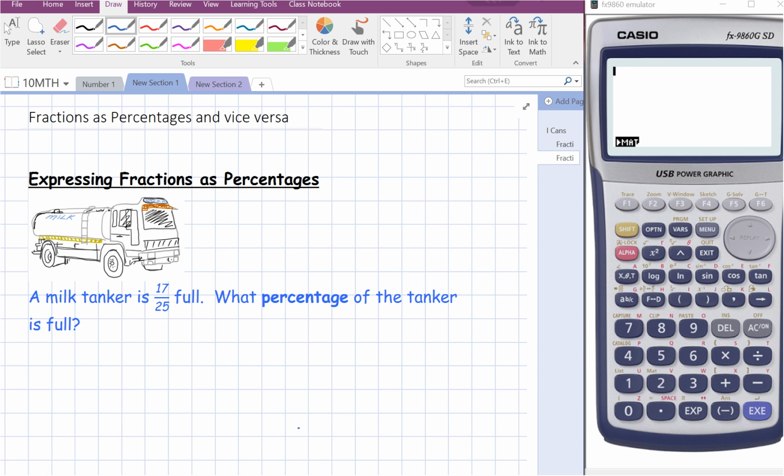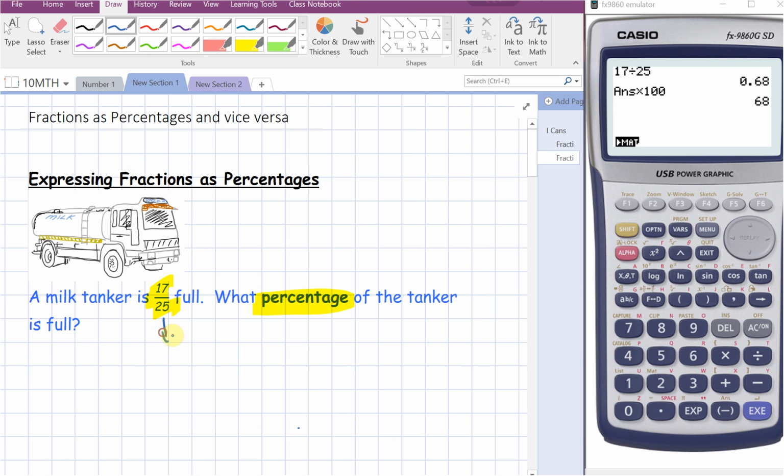How'd you go? So one way to do this is by going straight to the calculator. We've got 17/25 and we're trying to find what percentage that is. So we need to change this into a percentage. On the calculator, what you would do is just divide the numerator by the denominator. So 17 divided by 25, execute. And of course that will give you the decimal. Once you've got the decimal, all you need to do is multiply it by 100. And that will give you the percent.